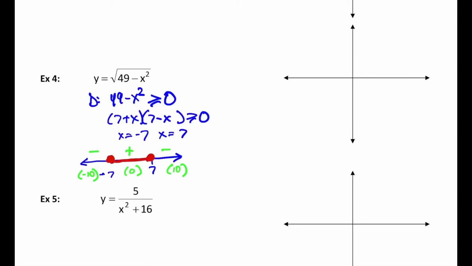Remember, this just represents what the domain is. So now how do you write that as a domain? Well, you have negative 7 is less than or equal to x is less than or equal to 7.